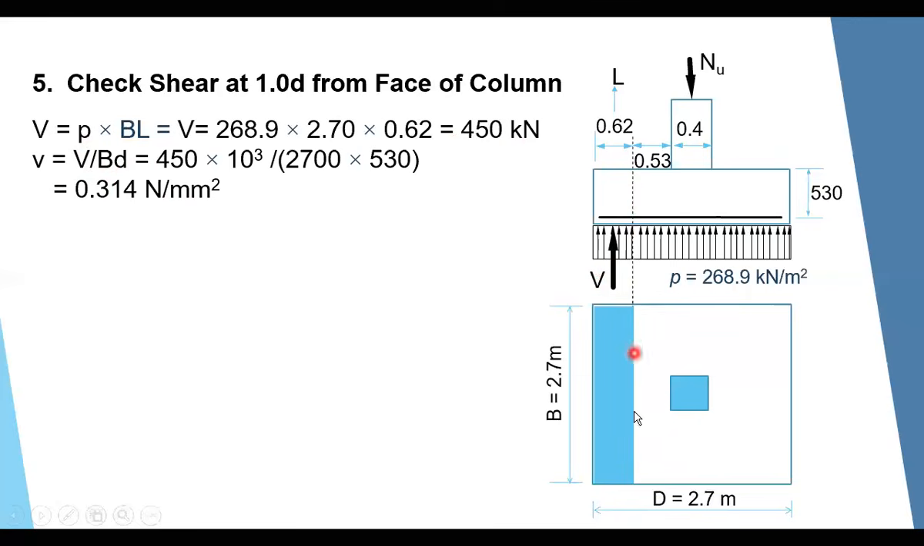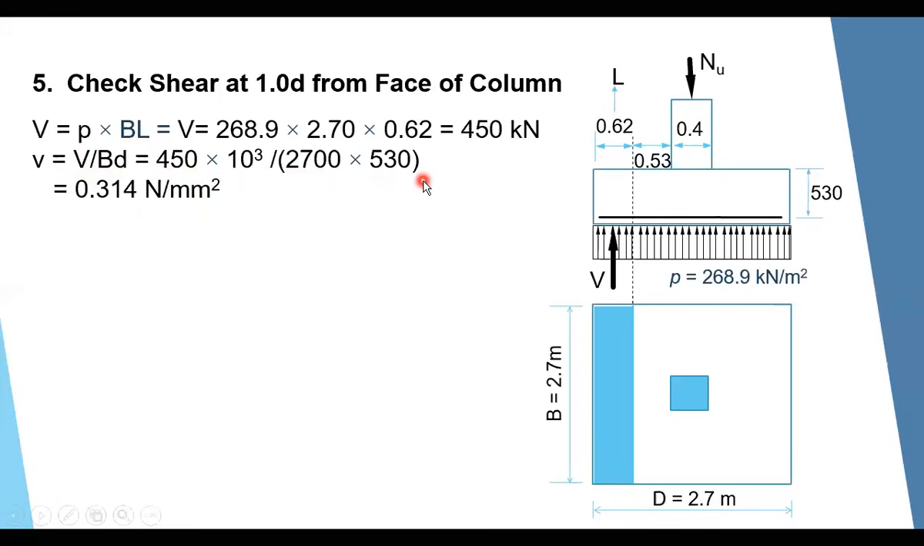Okay, this width times D. This will be the shear failure plane. So it will be 450. Don't forget again to multiply by 10 to the power 3 to make it Newton, and divide by the shear area here, B times D, put it in millimeter. So you will have the shear as Newton per millimeter square.